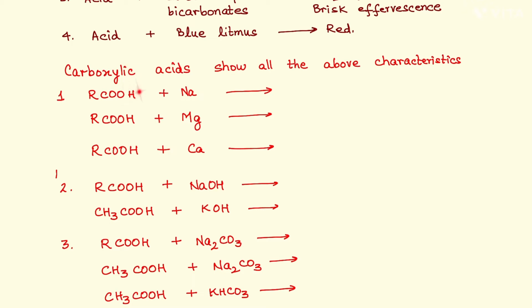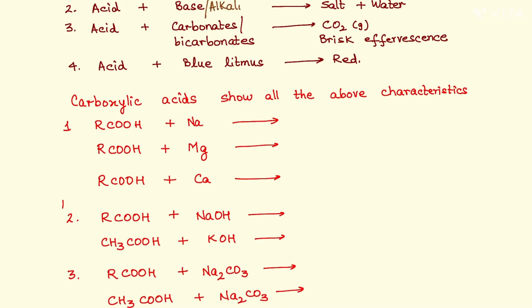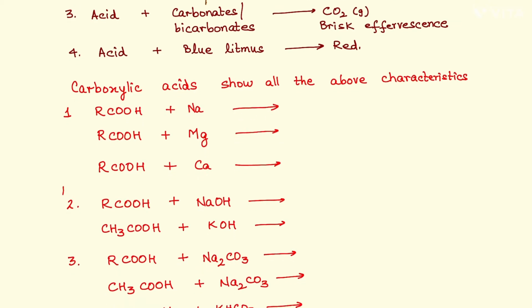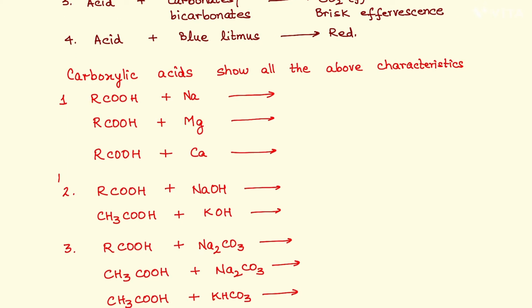And why is it so? It's because of this acidic hydrogen that is there, which can be removed, which can move out of the carboxylic acid in order to be replaced by a metal, right? So let's get started in completing these reactions. So RCOOH plus Na. Would you like to give it a try?